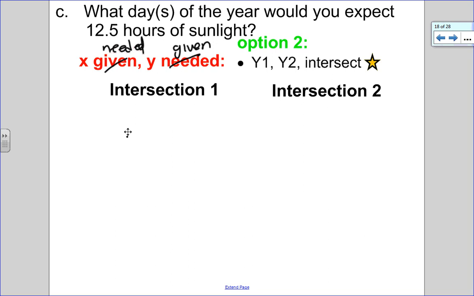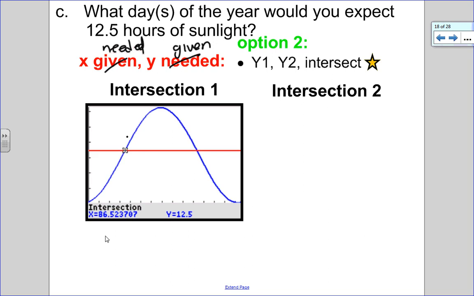So using y1, y2 intersect, we're going to get our first intersection point at 86.5. Now you can't say it's 86.5 days into the year because days into the year are whole numbers. So I know this is 12.5 hours right here of sunlight. Just below it would be the 86th day, just above it would be the 87th day. So the question is, how do we round this? Well, if this is 12.5, 86 is below that, it hasn't reached it yet. So I have to say it's on the 87th day.